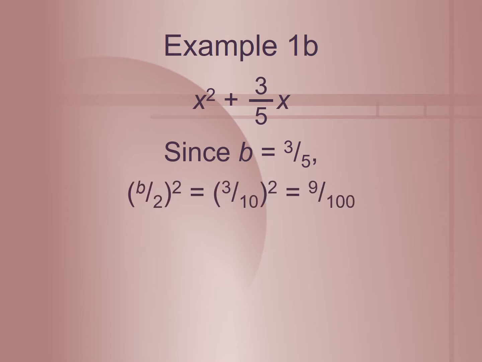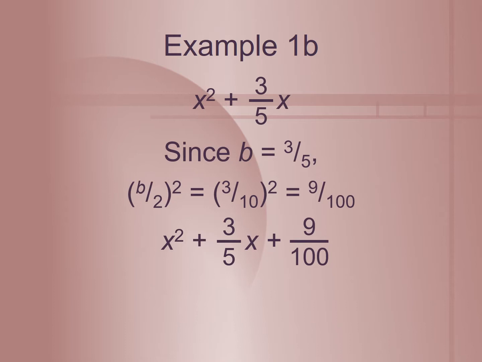All right, let's do another example. Let's say we have x squared plus 3/5 x. This is in the form of x squared plus bx, which means we can complete the square. So we need to take half of b, so half of 3/5. Half of 3/5 is the same as 1/2 times 3/5, which is 3/10. And then once we have 3/10, we need to square it. So that becomes 9 over 100. And that's what we have to add.